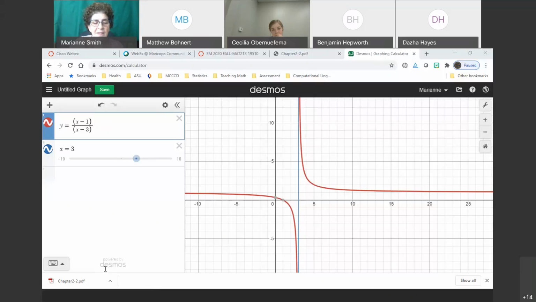Is this clear? Is this topic clear, the idea of what happens at a vertical asymptote? Make sense? Okay, awesome. Let's take a little bit more of a quick look.